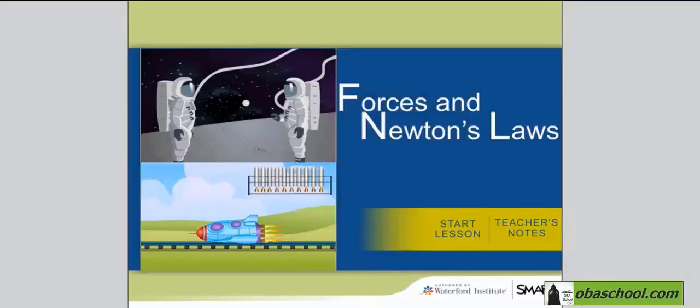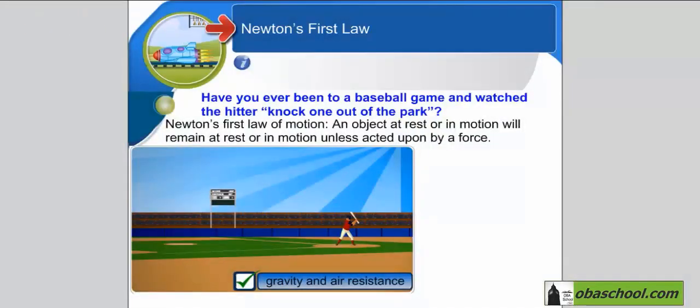In this tutorial, we're going to talk about Newton's laws of motion. Let's start with the first law. The first law of motion says that an object at rest or in motion will remain at rest or in motion unless acted upon by a force. Like the example we have here.